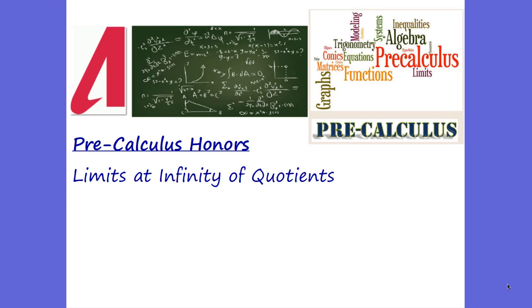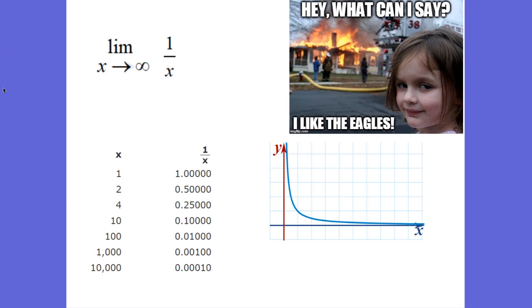This is Pre-Calculus Honors. We're going to be doing limits at infinity of quotients, okay? For the longest time we've been doing limits at a certain number. What's the limit as x approaches 2 from the left? Or what's the limit as x approaches 2 from the right? But now we're taking a look at what happens as we go towards infinity. In our last video, we looked at limits at infinity of graphs and what was happening as we go towards positive infinity and towards negative infinity. So let's take a look.